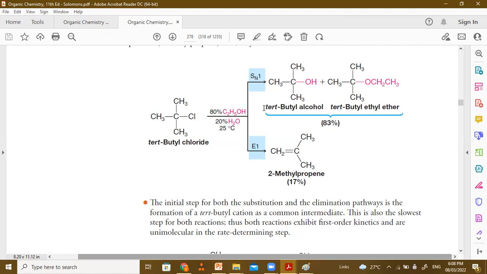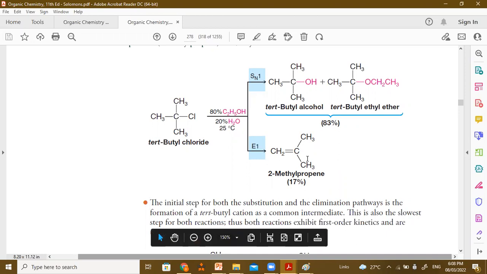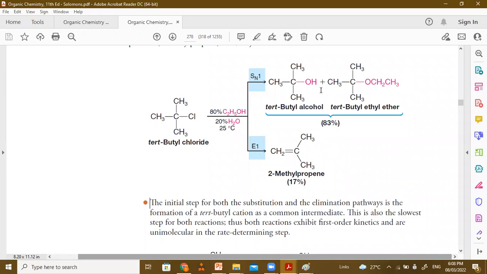Now, aside from the substitution reaction, there is a competing reaction, and that is the elimination reaction. You will actually get the chloride eliminated, and a hydrogen is removed. You'll get CH2, CH3, CH3 here. But you notice the percent of product produced in the elimination reaction is just 17% as compared to the SN1 reaction. Even if it's a competing reaction, you still get your product.